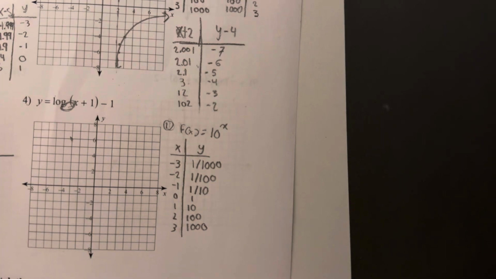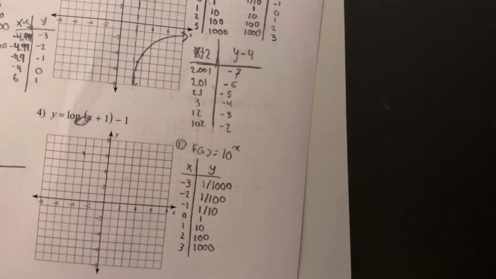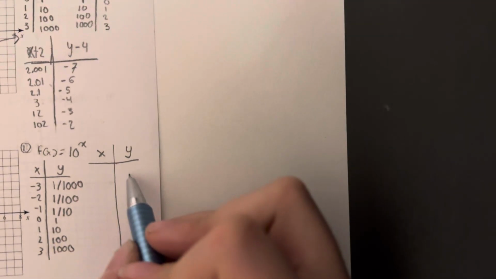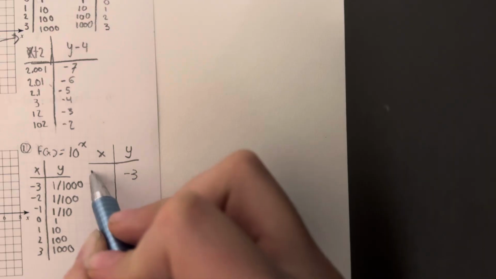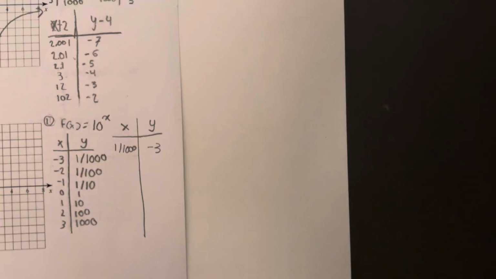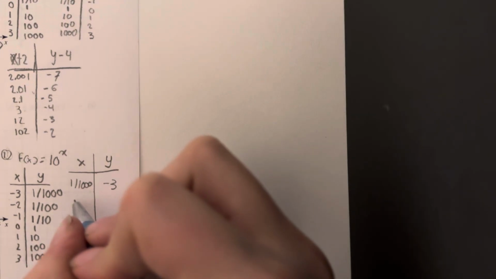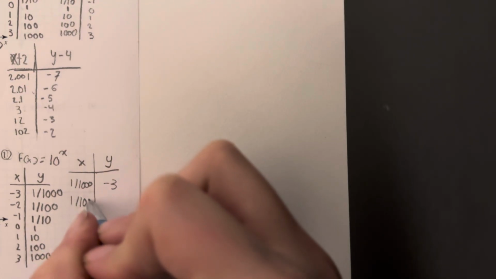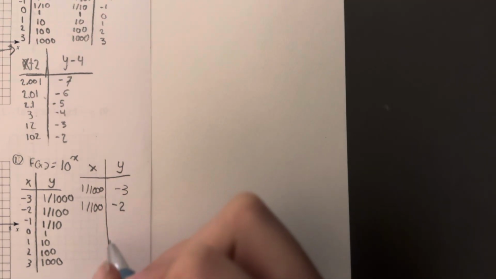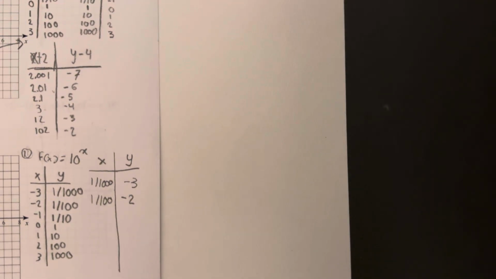And basically what a log function is, is just the inverse of an exponential function. So you're going to do the exact same thing, but now you're just going to flip the values. So x of 3 now becomes y of 3. 1 over 1,000 becomes your x. And you just do that to everything. I'll show you one more. For example, 1 over 100 is now your x, and then -2 is now your y. So just do that for everything.